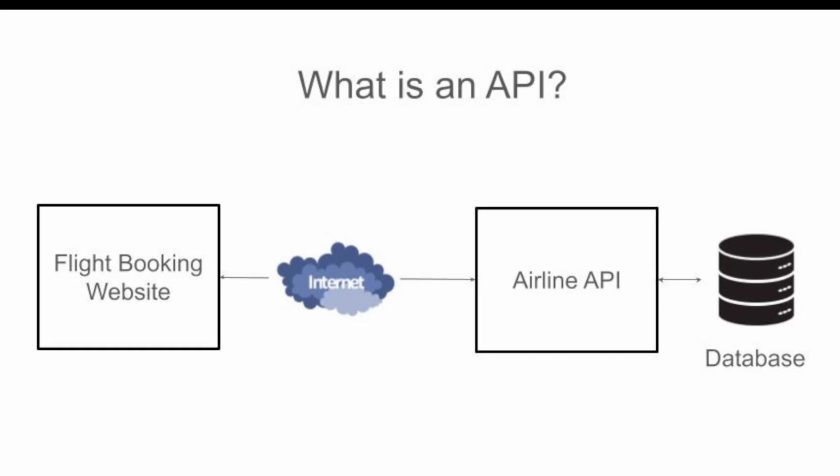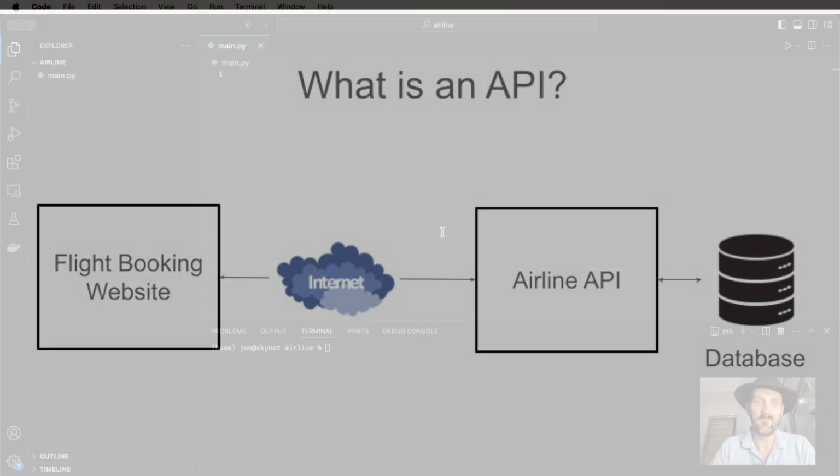So for example, if you created an airline and you wanted to sell your flights on a flight booking website, then you might create an API that the flight booking websites can connect to, and that allows them to list the flights and to book flights. So it's a way of gluing together software systems. It's very, very useful, very common in the software industry. Alrighty, let's get to it.